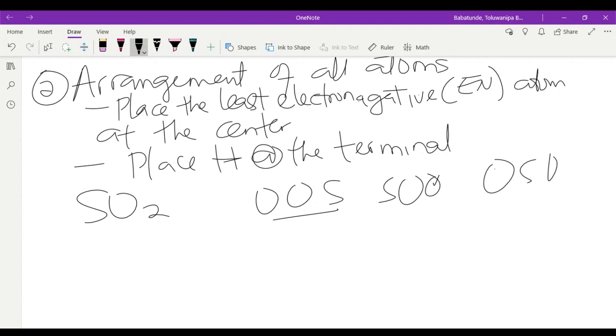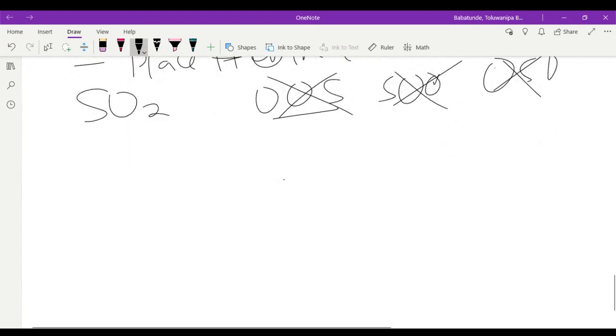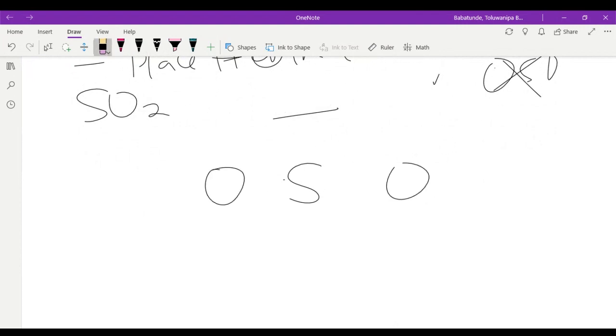So the rule of arranging the atoms helps us to choose which one it is going to be. We already said that sulfur is the least electronegative, so it's going to be the central atom, and oxygen is going to dance around it that way. All right, so that is the best arrangement for SO2.